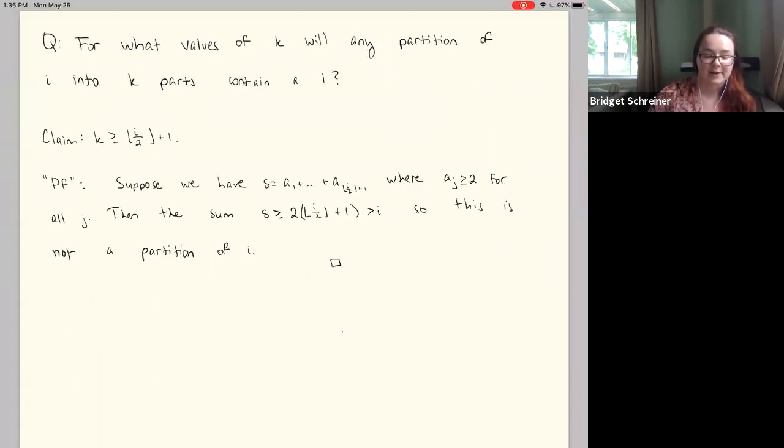then if we have a partition of a number into that many pieces where each piece is greater than or equal to 2, then the number we've partitioned has to be greater than or equal to 2 times the number of pieces, which is greater than I, just because there are at least I over 2 plus 1 pieces. So this is no longer a partition of I.